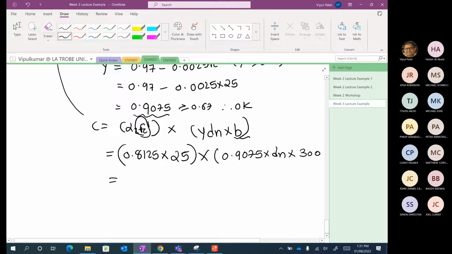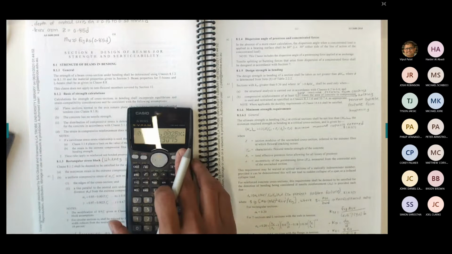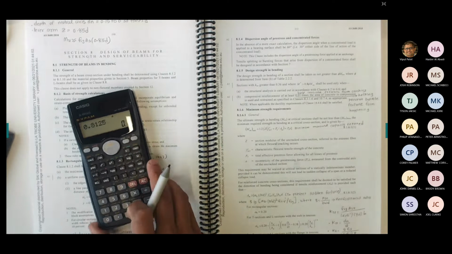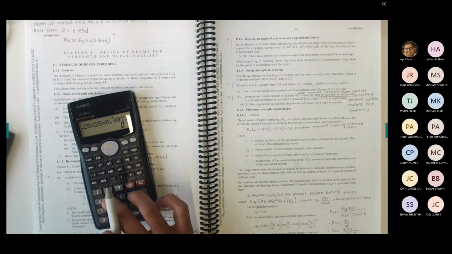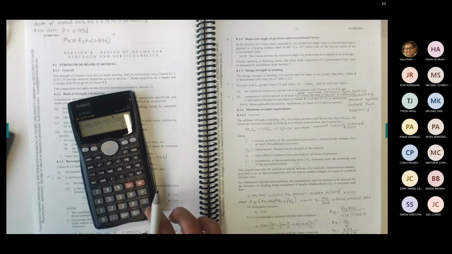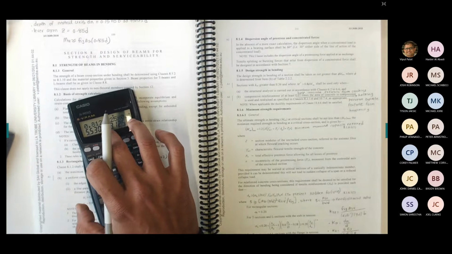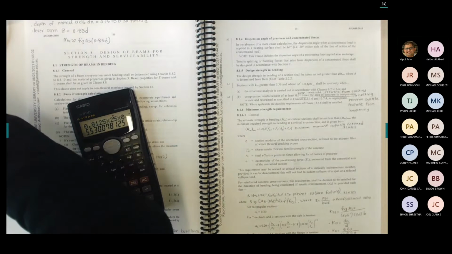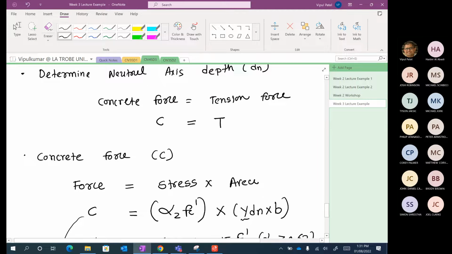So let's plug that value, 300. If I use the calculator, 0.8125 times by 25 times by 0.9075 times by 300, you get 5530.08 dn. So let's give this equation number 1. That's the concrete force we calculated.